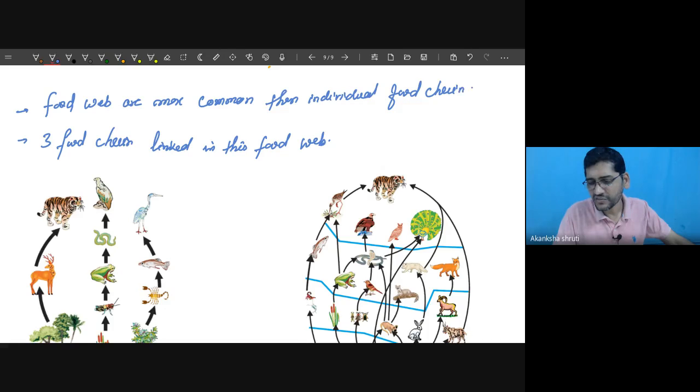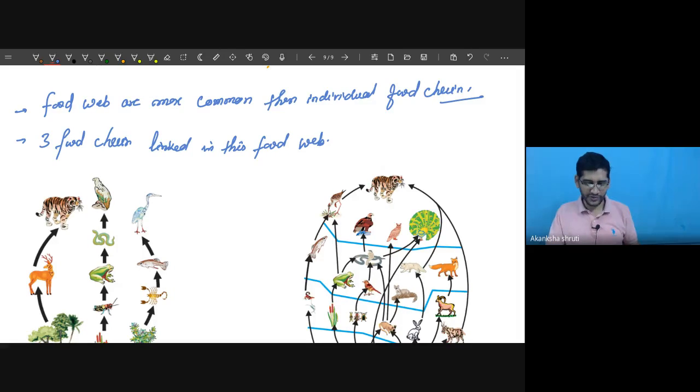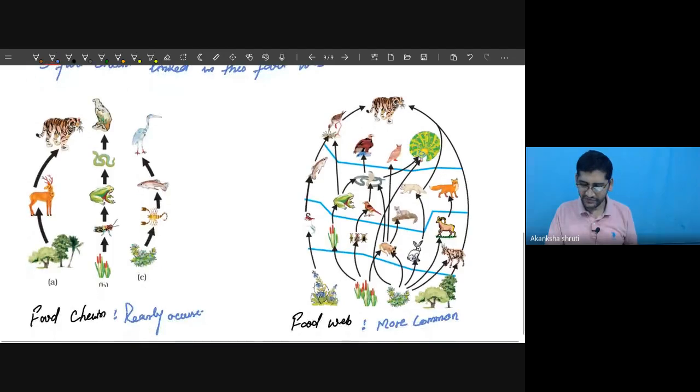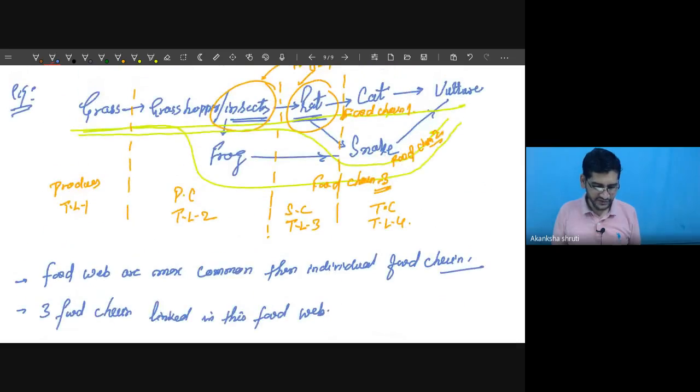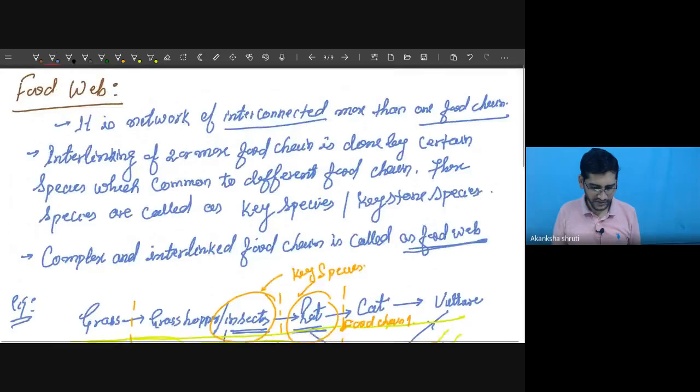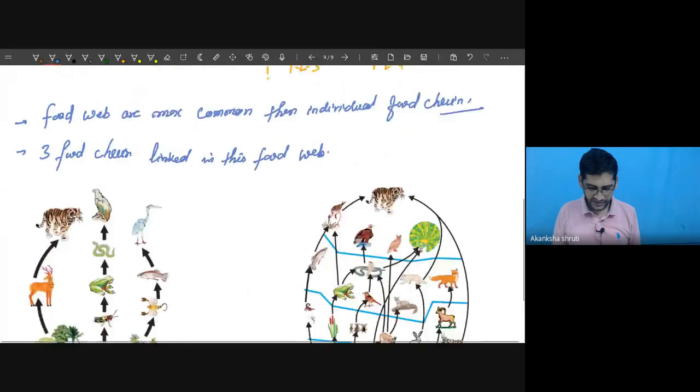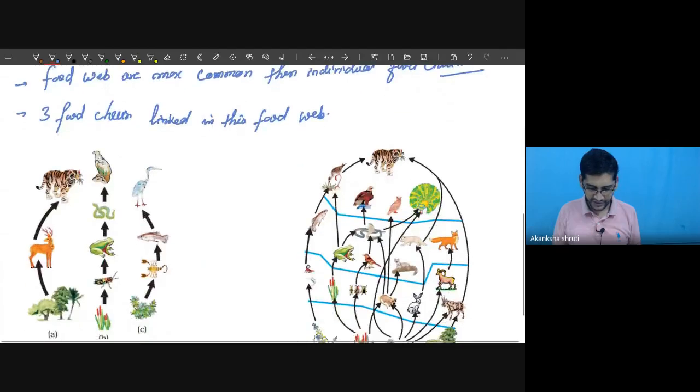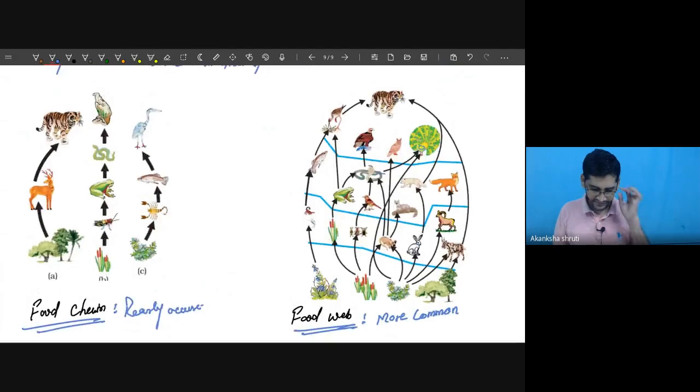Food chains are not common. What we observe in practical life is the food web. Okay, so this was all about that. The next topic is the effect of human activity on the environment, which we will learn tomorrow. The energy flow is very important.